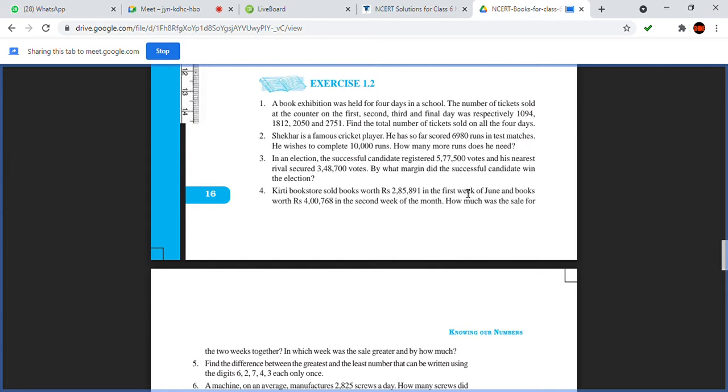Votes secured by the first candidate. The number is given. Then you write votes secured by the second candidate. Then third step, margin of the votes.